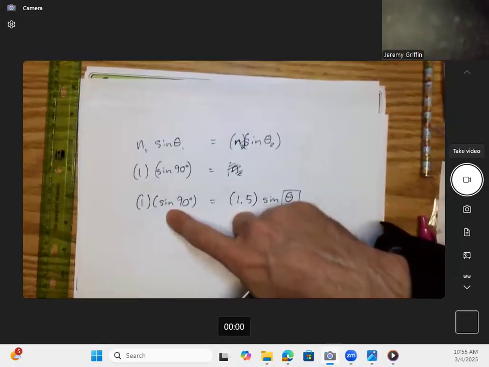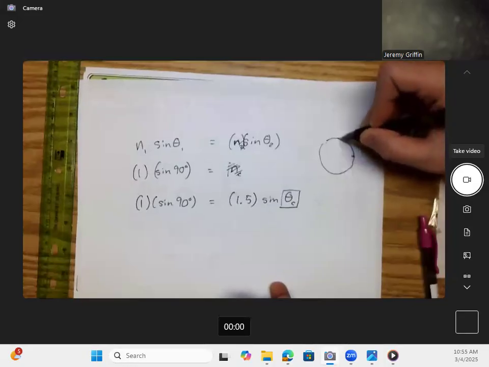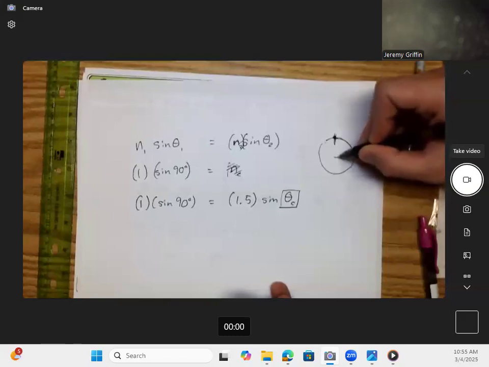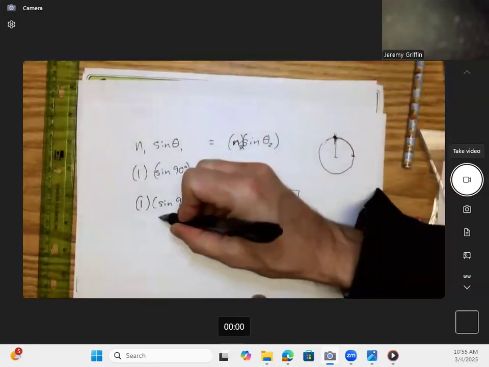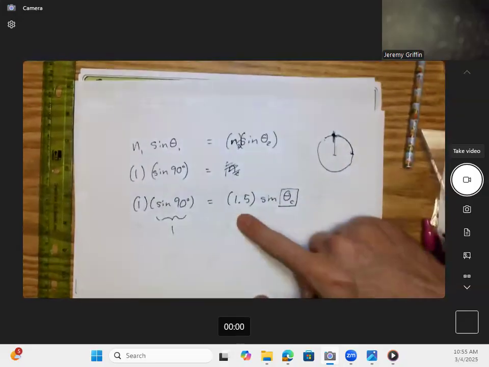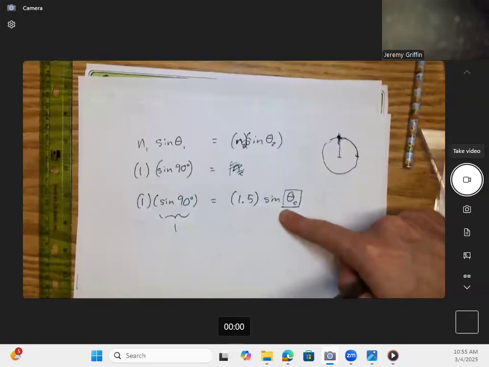It's 1. I like to think about the unit circle. If this is 0 degrees and you go around counterclockwise, here's 90 degrees, and sine on a circle tells you how high you are in a unit circle, which is 1. So this whole thing right here is 1, getting divided over 1.5. And then how do you extract an angle out of a sine? You have to take a what?